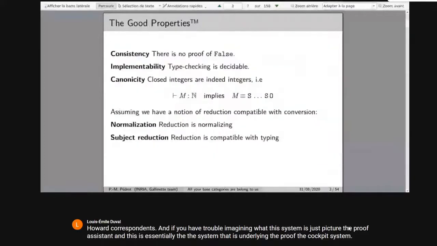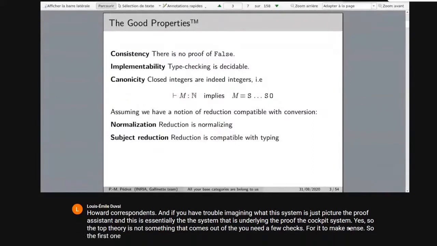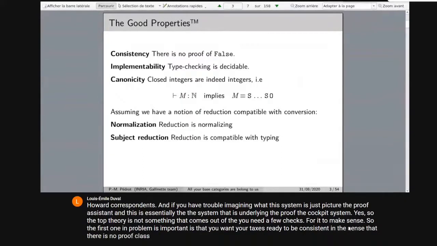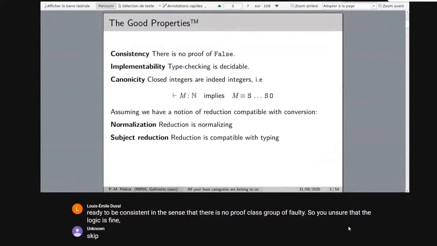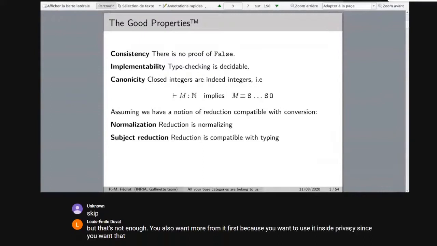So type theory is not something that comes out of the blue. You need a few checks for it to make sense. The first one, and probably the most important, is that you want your type theory to be consistent, in the sense that there is no closed proof of falsity. So you ensure that the logic is fine. But that's not enough. You also want more from it. First, because you want to use it inside proof assistants, you want your type theory to have decidable type checking. This is kind of important.